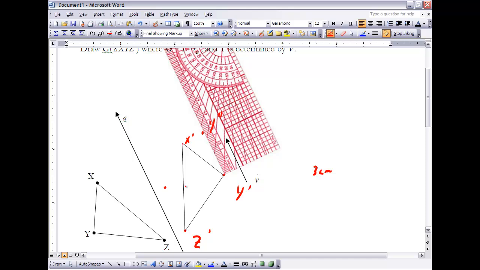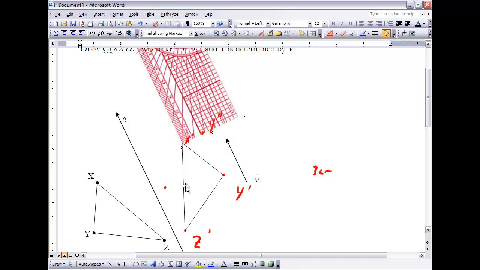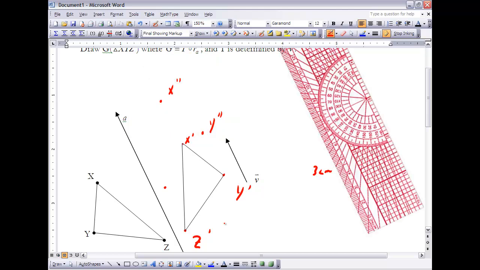I'm going to do the same thing now with X, and I can measure up once again the 3 centimeters, and we'll plot that point. That would be my X double prime. Then I'm going to reconnect those points to get my final image figure. So this then would be the final, once I've reconnected the points, that would be our final image after that glide reflection.